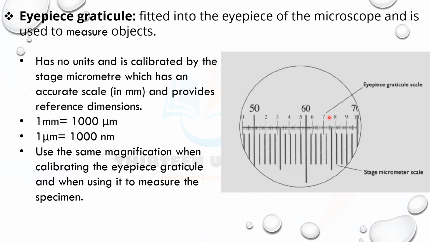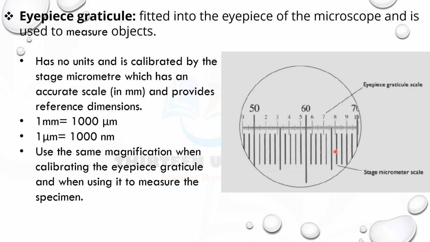After measuring, you write out the number of eyepiece graticle divisions. For example, from 0 to 1 is 10, and 1 to 2 is another 10. Now if you check your stage micrometer, you can see the same thing. So remember, the eyepiece graticle is put on the eyepiece lens, and the stage micrometer is on the stage.